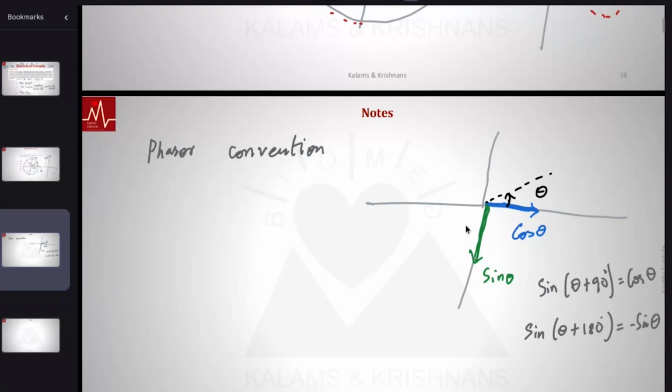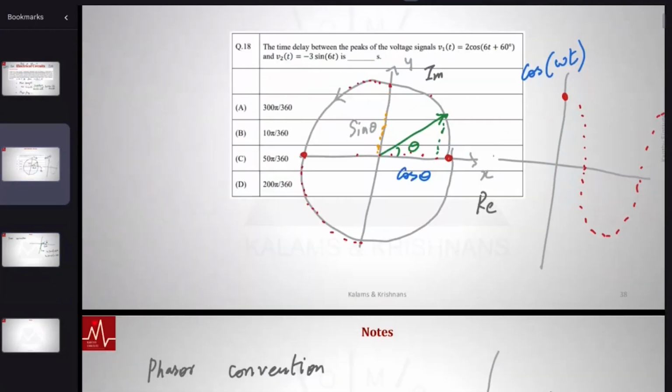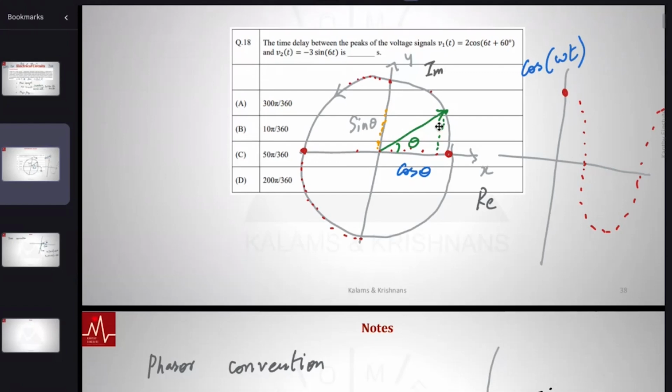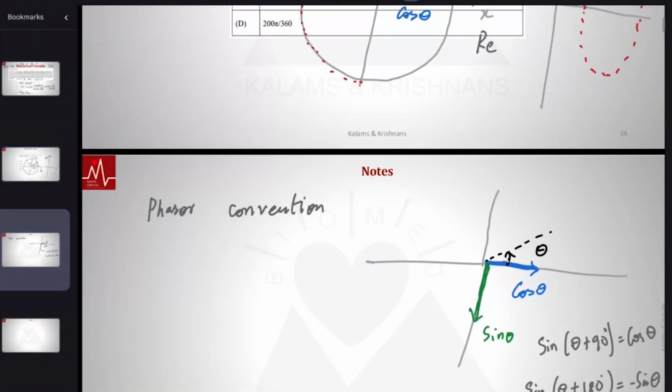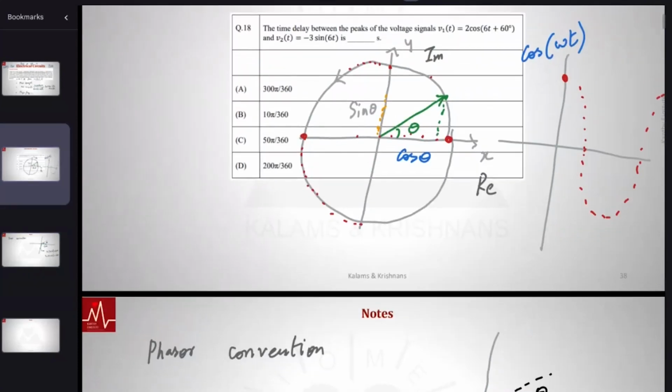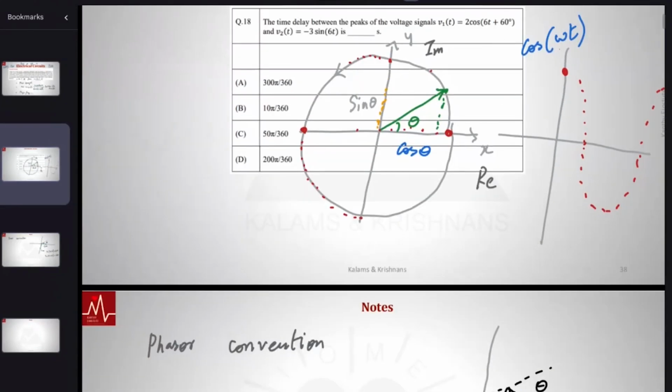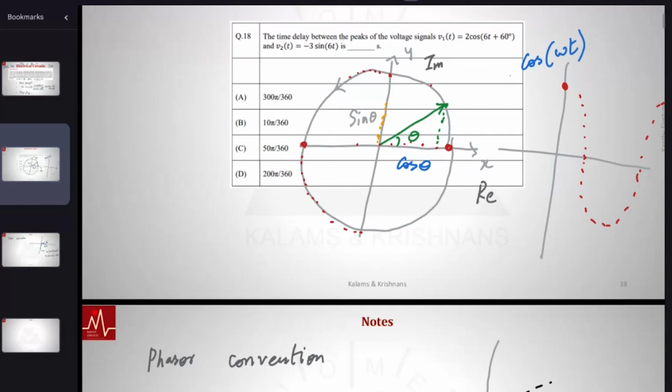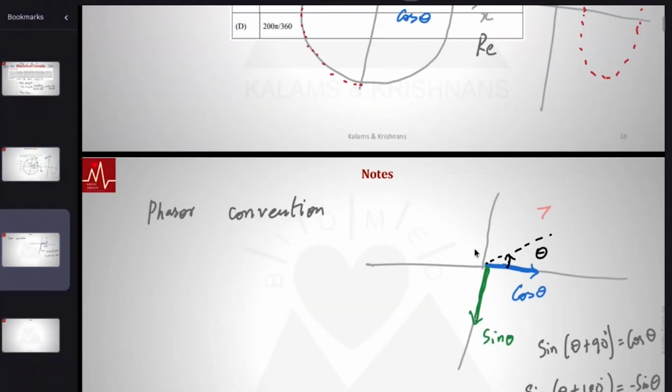Actual phasor convention boils down to representing this cos omega t as just a complex number. But let's just look at where cos theta and sine theta are for now. The given two vectors: one is 2 cos(omega t + 60 degrees). Omega doesn't matter in the phasor convention. All you're looking at is where the arrow is with respect to the other arrows. So 2 cos 60 is over here. That is vector 1. Notice this is cos theta along the x-axis plus 60 degrees, so this angle is 60 degrees.